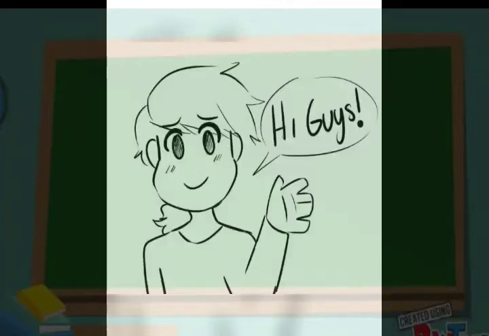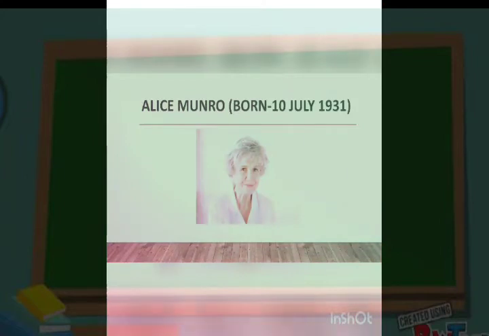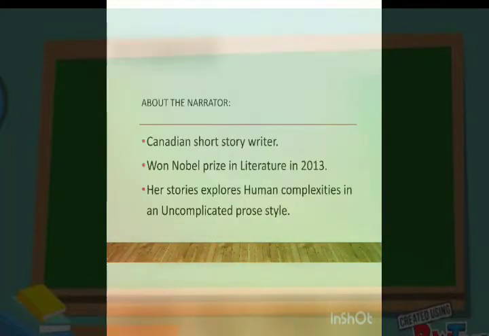Hi guys, we are going to see about Red Dress written by Alice Munro. She was born on 10 July 1931. She was a Canadian short story writer and won the Nobel Prize in Literature in 2013. Her stories show human complexities in her own style.